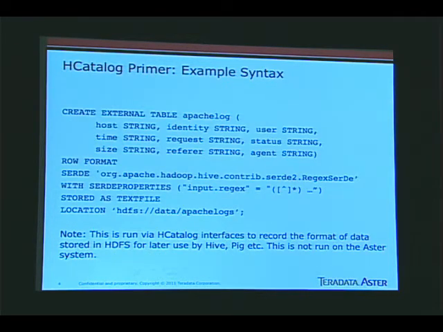So here's some example syntax in Apache HCatalog of how you create a relational view of your data that's stored in Hadoop. At the bottom of this create external table statement, you'll see a location, hdfs://data/apache_log. So this is pointing to a particular directory in HDFS. And the rest of the statement is expressing how you convert the data that is stored in files in these directories into relational tuples, right?